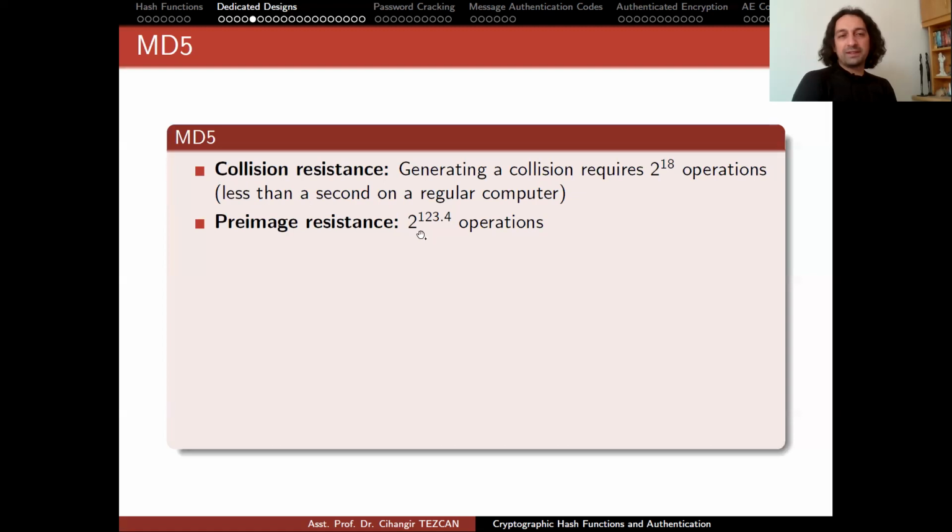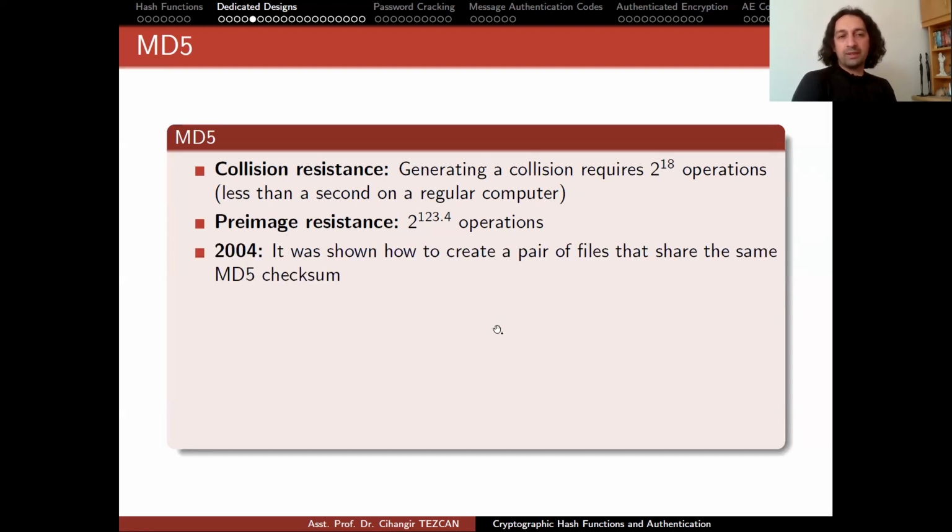Preimage resistance is this. And an important thing is that in 2004, it was shown how to create a pair of files that share the same MD5 checksum. For this reason, MD5 cannot be used in forensics. But as far as I know, many forensic software in Turkey still allows taking MD5 hashes of hard drives, which shouldn't have any value in a court.